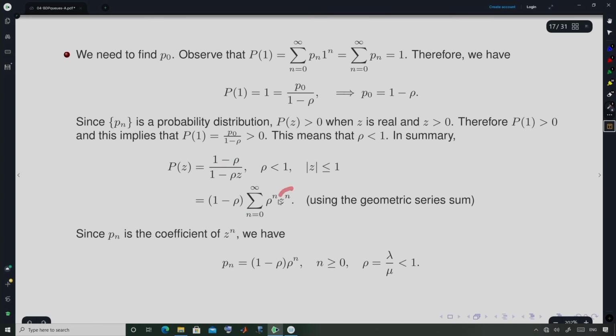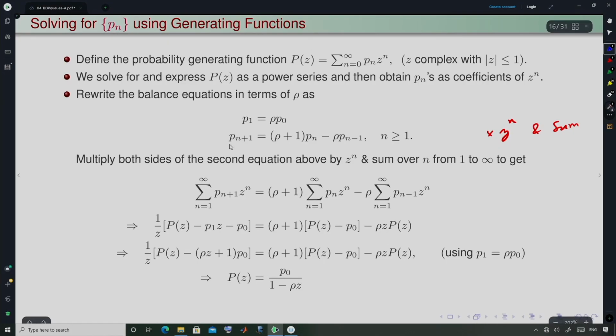Now, by looking at the coefficient of z to the power n from this power series, we get Pn to be this, as earlier. Like the earlier case, we also obtained Pn. How we did it is what is important here, not the calculations, which are not complex. We considered the flow balance equations, we defined the PGF, and from the flow balance equations we tried to determine this PGF explicitly.